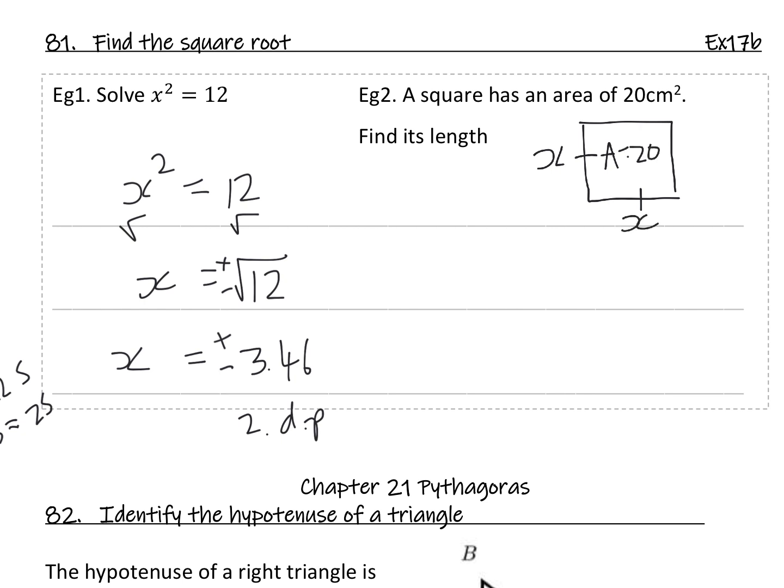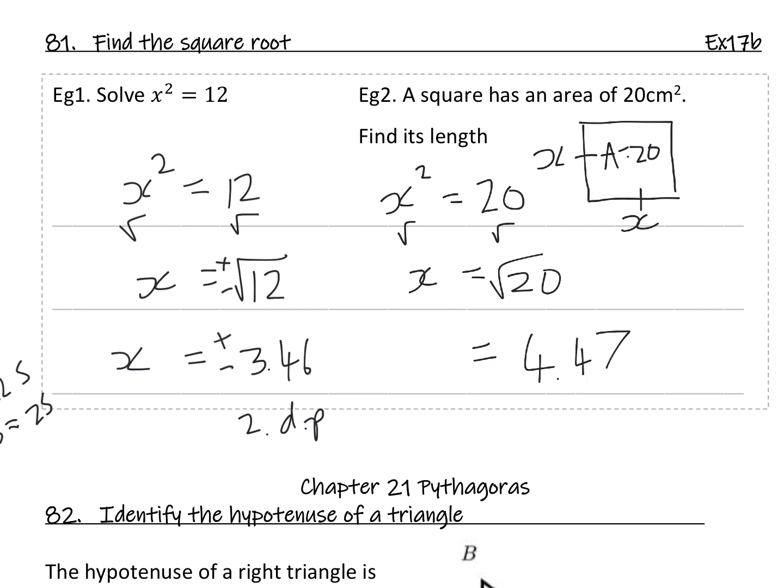If I was going to try and find the area of that square, I would do the two sides multiplied together, which is multiplying the side by itself. That gives you x squared would be 20. So if I want to work out what x is, I'd have to square root both sides. So I'd get that x is the square root of 20. If you put that in the calculator, you get 4.47 to 2 decimal places.